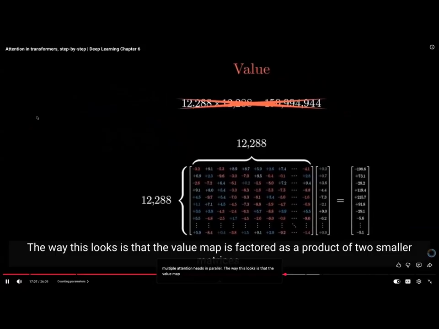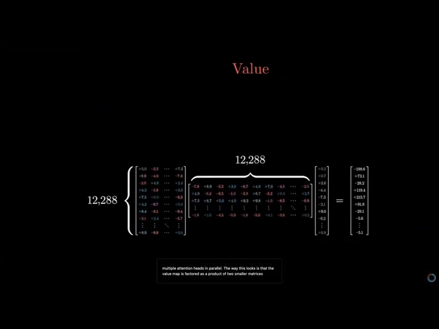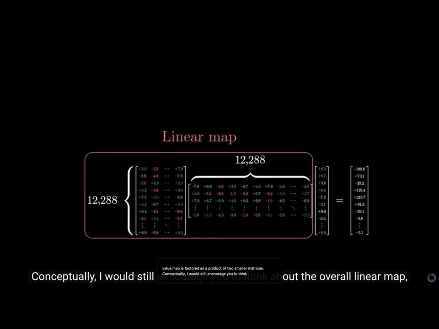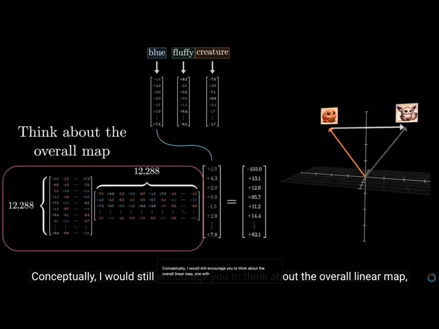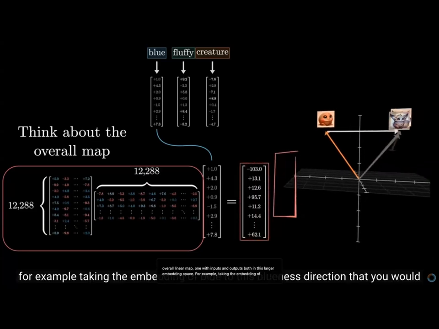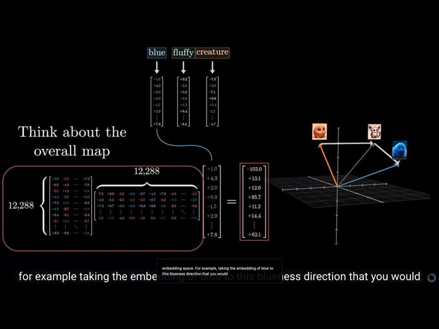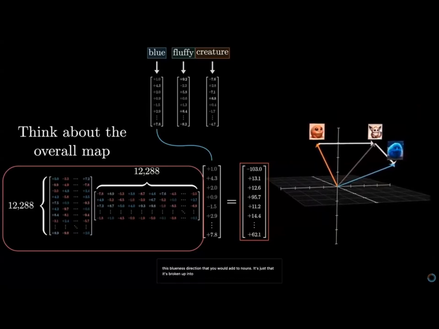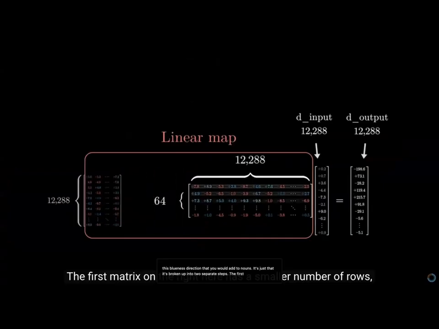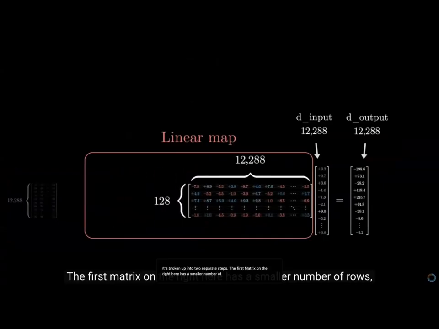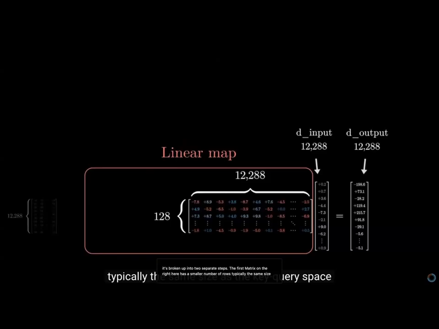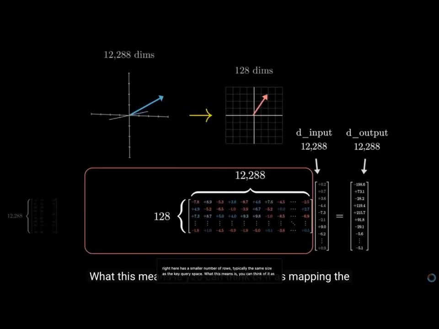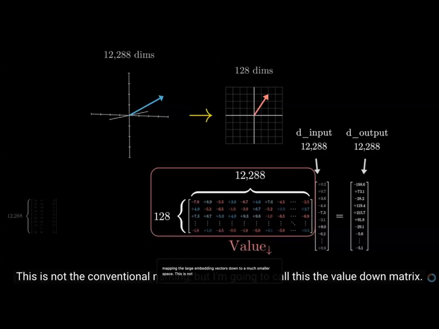This looks like the value map is factored as a product of two smaller matrices. Conceptually, I would still encourage you to think about the overall linear map, one with inputs and outputs both in this larger embedding space. For example, taking the embedding of blue to this blueness direction that you would add to nouns. It's just that it's broken up into two separate steps. The first matrix on the right here has a smaller number of rows, typically the same size as the key query space. What this means is you can think of it as mapping the large embedding vectors down to a much smaller space. This is not the conventional naming, but I'm going to call this the value down matrix.